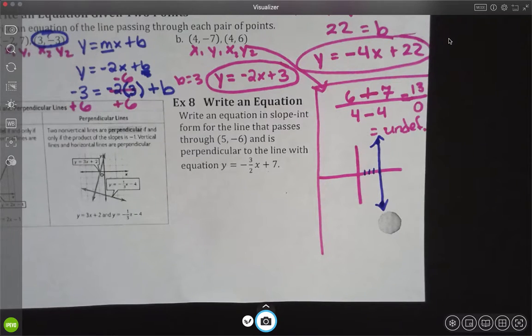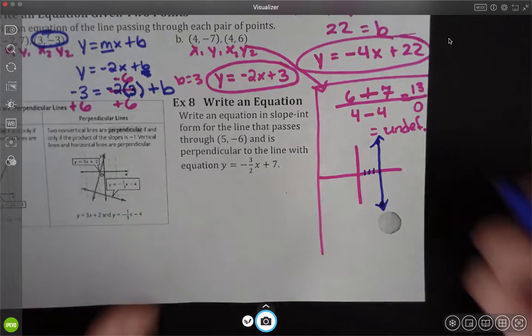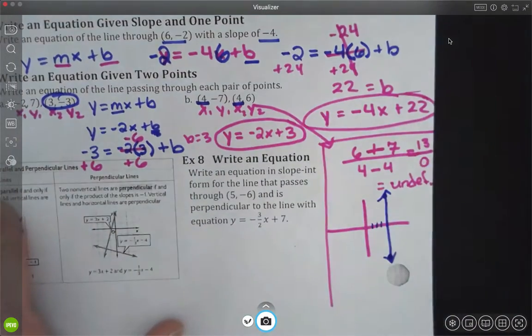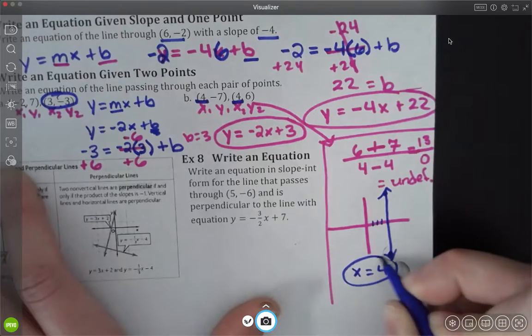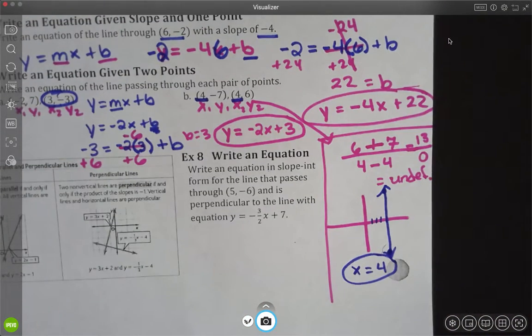What number are we going through on x? 1. No matter what, the x-coordinate is 4. The x is always 4. So x equals 4 is my line. No matter what, the x-coordinate is 4. It's going through the x-axis.